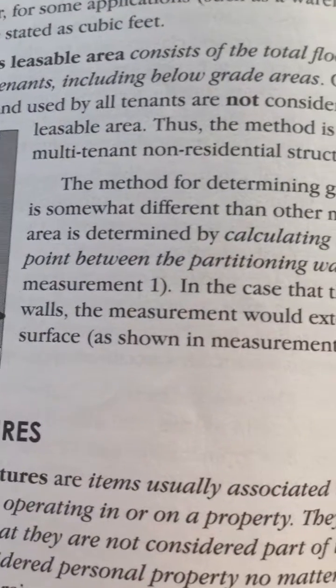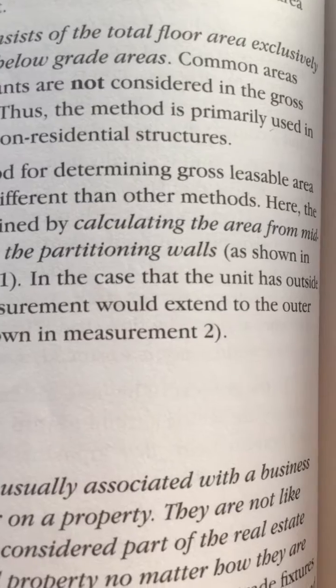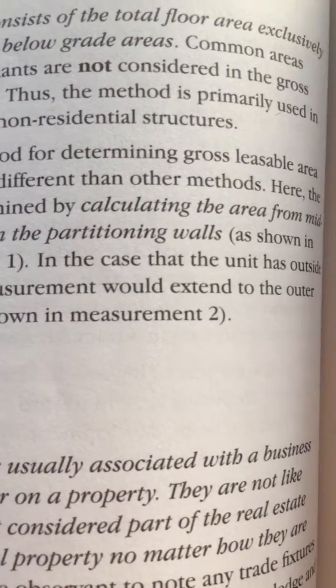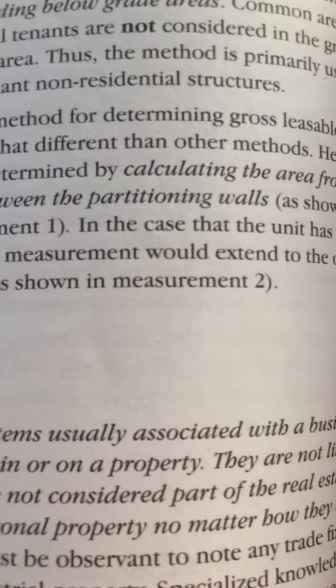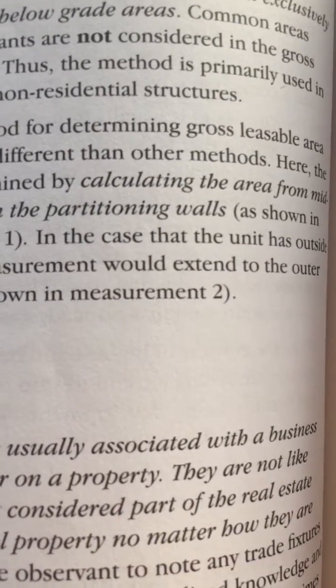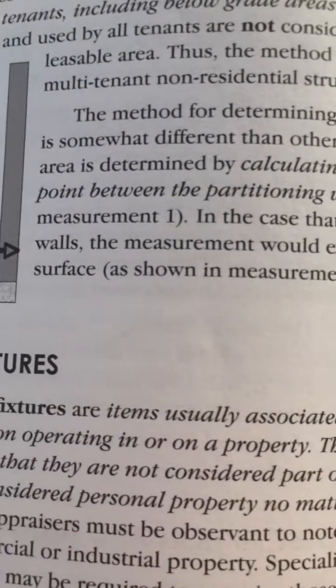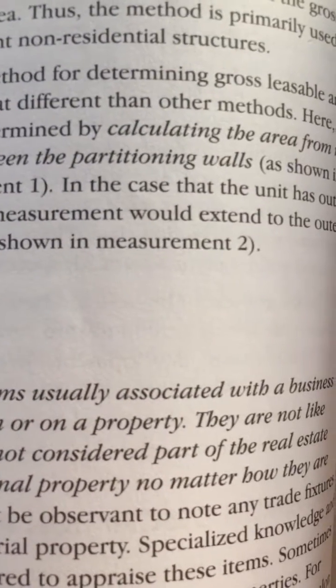Here, the area is determined by calculating the area from the midpoint between the partitioning walls as shown in measurement 1. In the case that the unit has outside walls, the measurement would extend to the outer surface as shown in measurement 2.